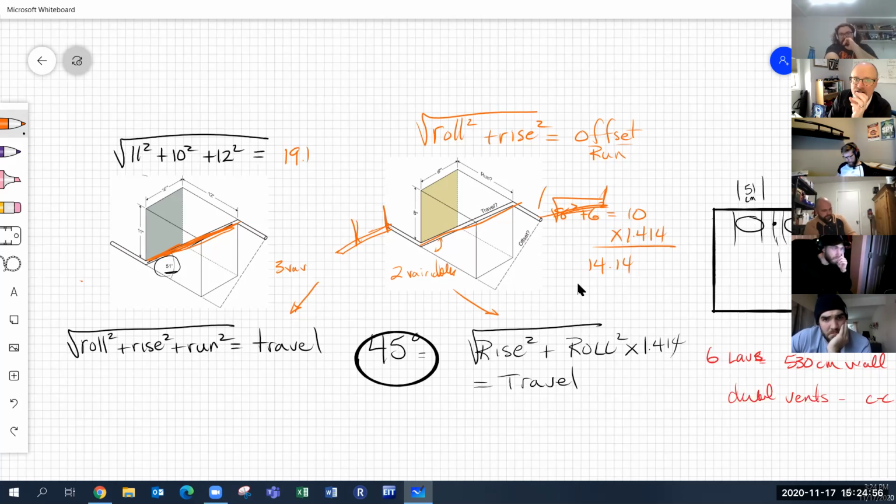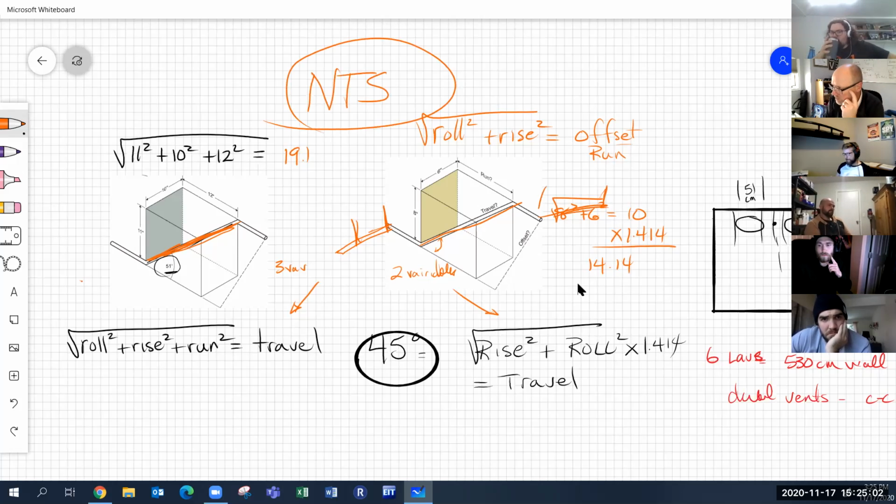But remember, none of this is to scale. It's an optical illusion. None of the pictures they use on these exams are to scale. So some of the numbers, it doesn't look like it'll fit, but it does. And you got to remember, if you're using 45s, then the run is equal to the rise.